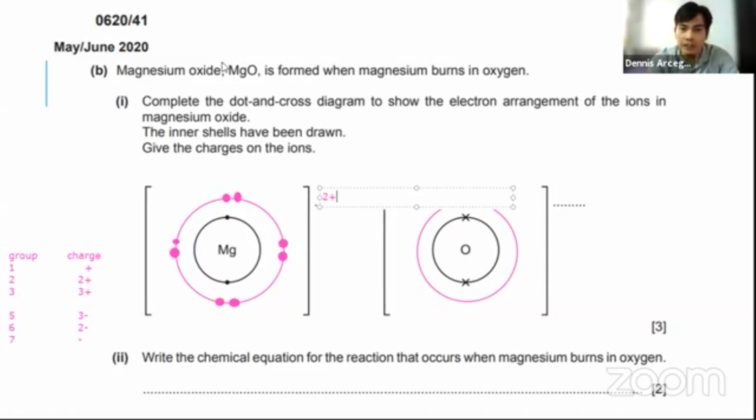Then for oxygen, oxygen is group 6. So you have to put 6 X for oxygen, just like that. Then you have to put 2 dots. The 2 dots from magnesium will be transferred here. And the charge will be 2 minus. It gained 2 electrons because it's group 6, so the charge will be 2 minus.